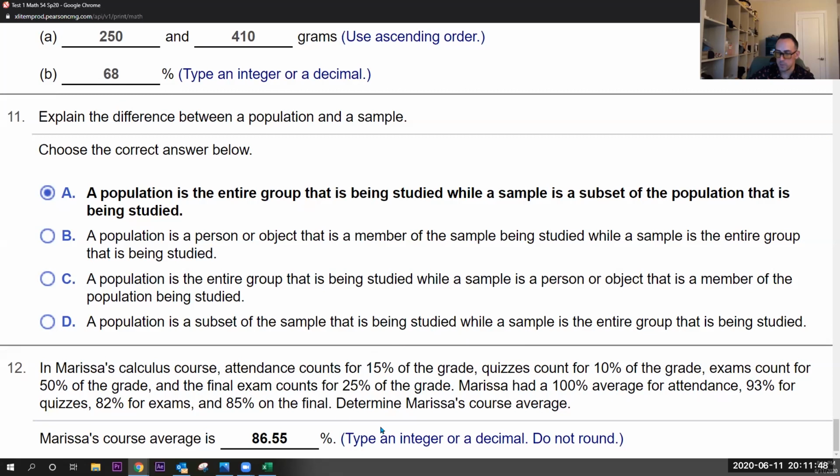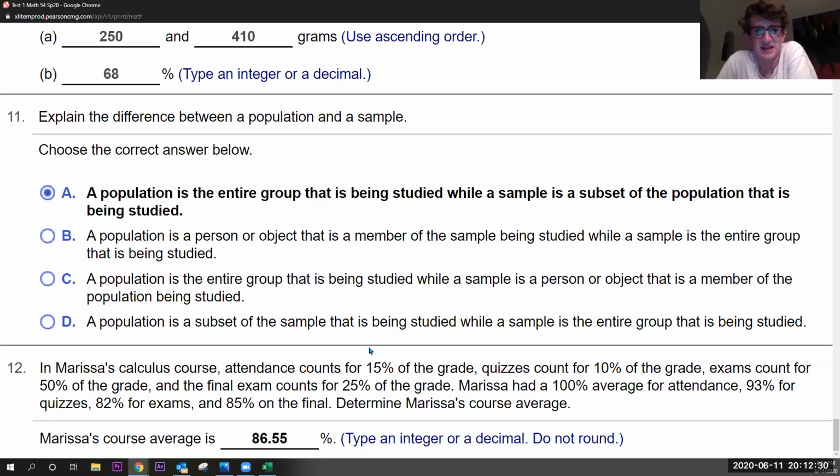Number 12 is another question where it tries to find the average score on a test. Marissa's calculus course attendance counts for 15%, quizzes count for 10%, exams count for 50%, and the final exam counts for 25%. Marissa had 100% average for attendance, 93 for quizzes, 82 for exams, and 85% on the final. Determine her score. So would you guys know how to do that? It's like a weighted mean, right? Yeah, a weighted mean.